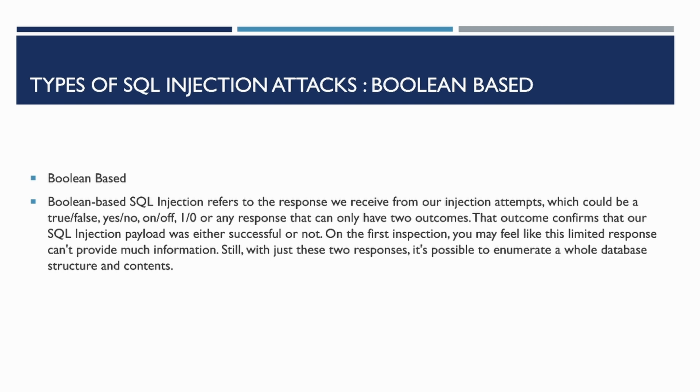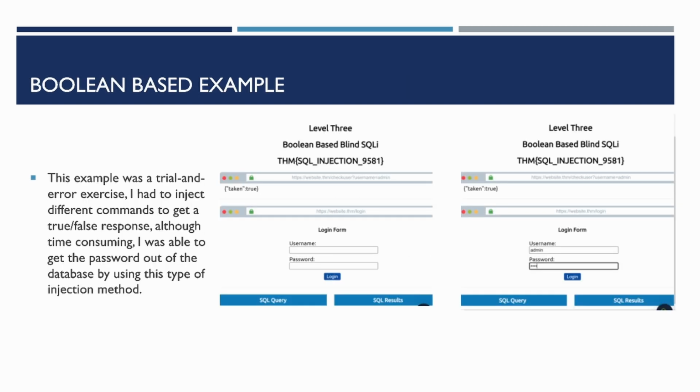So what it is, Boolean based SQL injection refers to a response that we receive from our injection attempts, which could be a true or false, a yes or a no, an on or an off, an input or an output, or a 1 or 0, I should say, or any response that can only have two outcomes. That outcome confirms whether our SQL injection payload was successful or not. On first inspection, you might feel like this is a limited response, and it won't provide much information. Still, with just these two responses, you can possibly enumerate a whole database structure and contents.